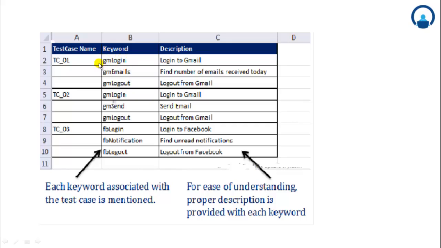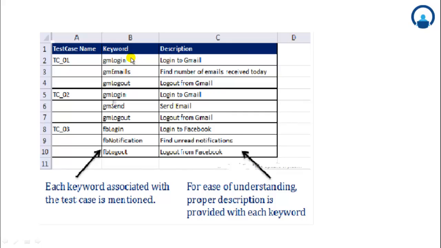So this GM login will have a function. This keyword will call a function which will execute the login functionality. Similarly, GM emails will call a function which will find the number of emails received today, and GM logout finally will call a function which will log out from Gmail. So as you can see, this test case will call three functions based on the keywords, each keyword calling one function. So three functions will be called. This is the background of the keyword framework.